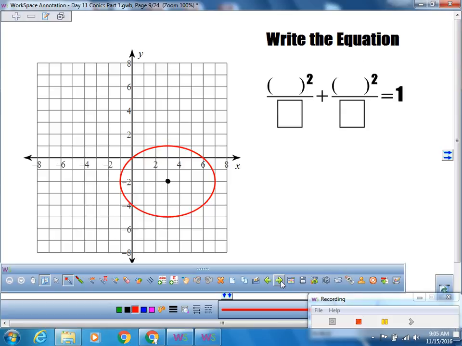All right, now let's go work backwards. Can you guys write the equation for me? I think you can. Get your whiteboards out. Let's do this.